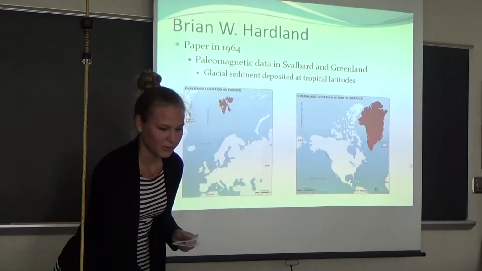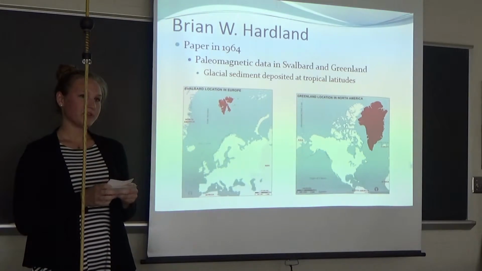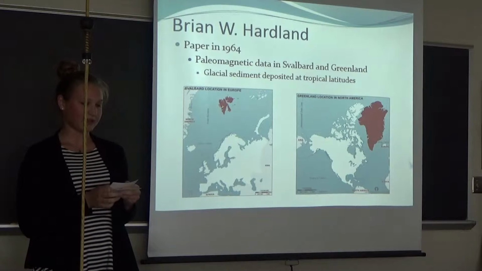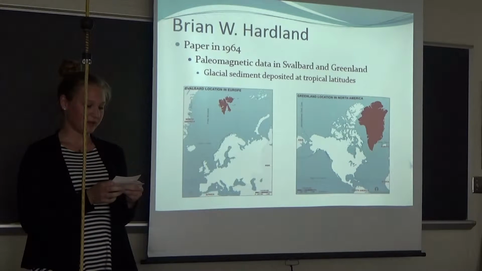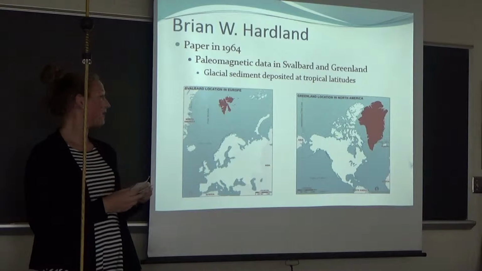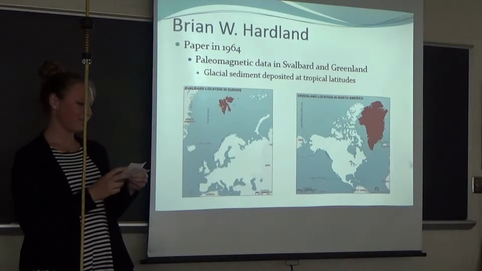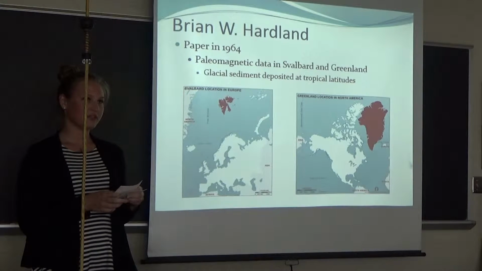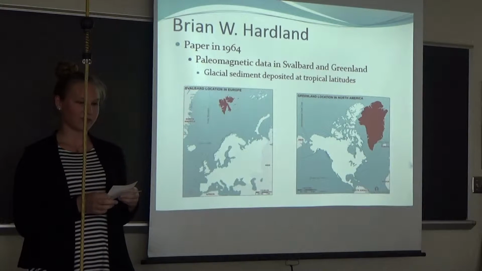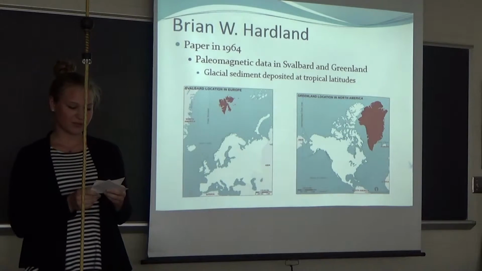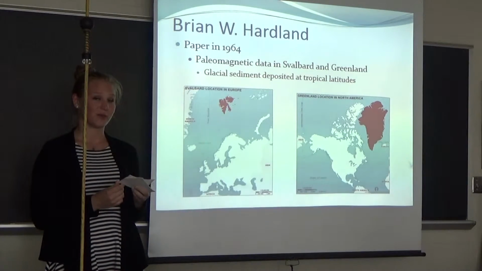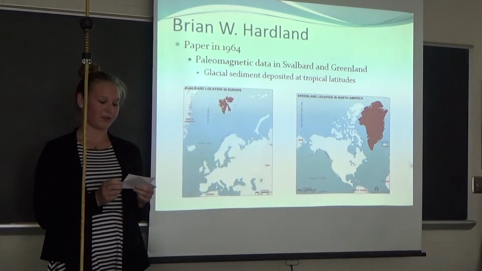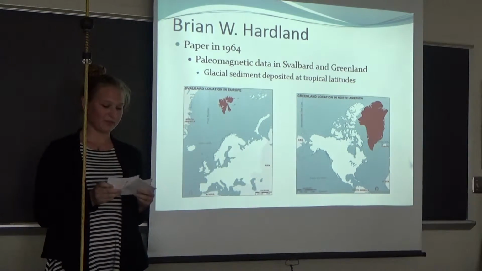Next is Brian W. Hartland. He published a paper in 1964. In this paper, he presented paleomagnetic data that showed that glacial sediment in Svalbard, which is a small island nation off the northern coast of Norway, and Greenland were deposited at tropical latitudes. Glacial sediments among rocks associated with tropical and temperate latitudes led him to argue for an ice age so extreme that it resulted in the deposition of marine glacial sediment in the tropics.